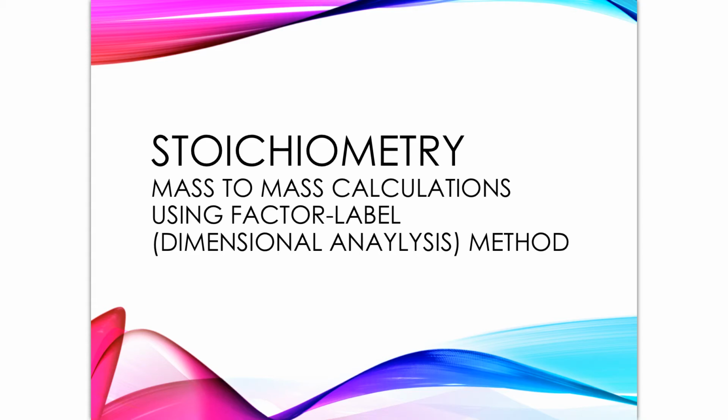Okay, this lesson is on stoichiometry, doing mass-to-mass calculations using the factor label method. Now, we've done stoichiometry calculations using the mole-to-mole method, using the BCA tables, and also the factor label method. This one is just focusing on the factor label method, aka the dimensional analysis method.